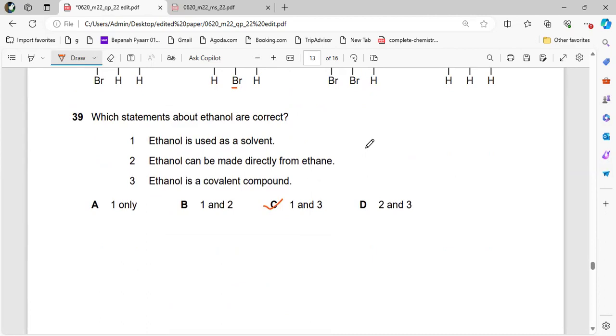Which statements about ethanol are correct? Ethanol is used as a solvent. Yes, it is true. Ethanol can be made directly from ethane. No, ethanol can be made from ethene. Ethanol is a covalent compound. Yes, it is true. So option 1 and 3 are correct.